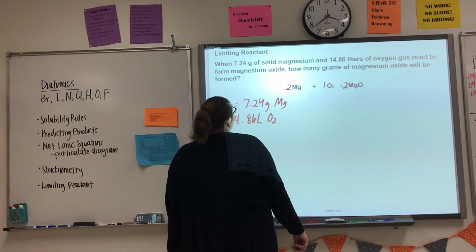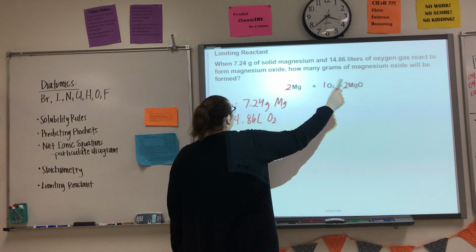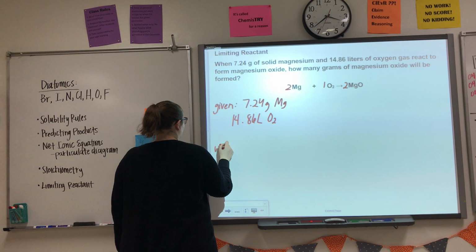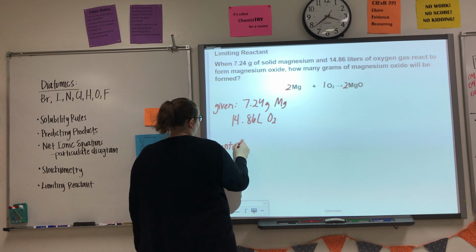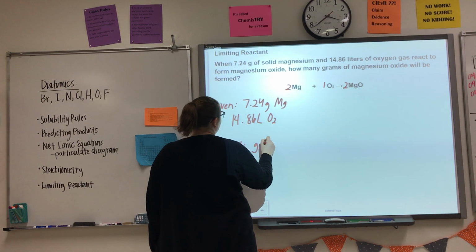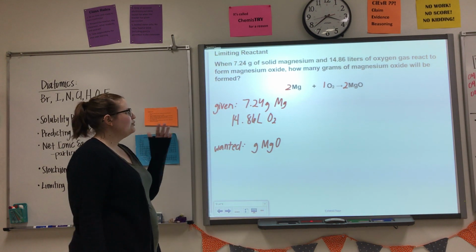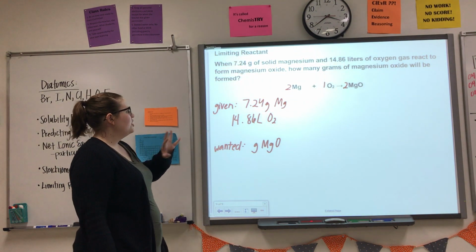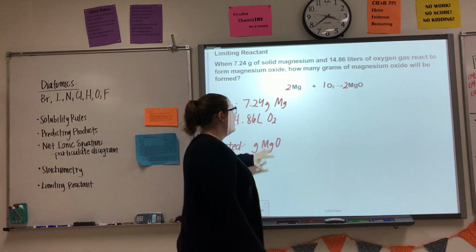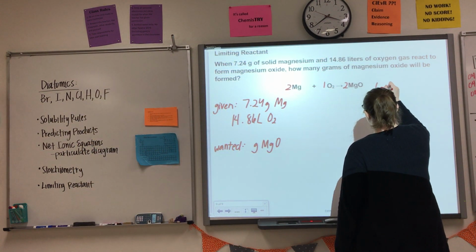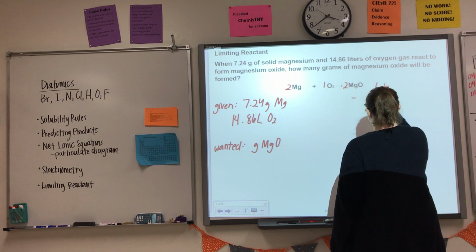They're going to react to form magnesium oxide. We want to know how many grams of magnesium oxide are going to be formed, and which one is going to limit that reaction, which is what the whole limiting reactant thing is looking for. So I have my given on this side and my wanted, and I'm going to put the data that coincides with each one on this side.